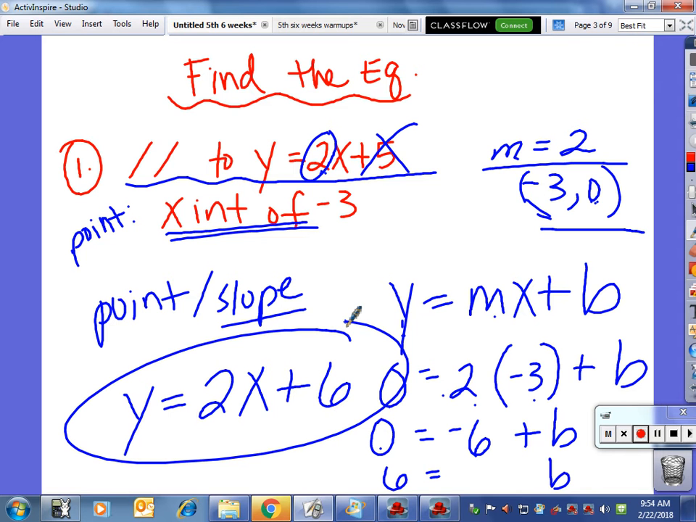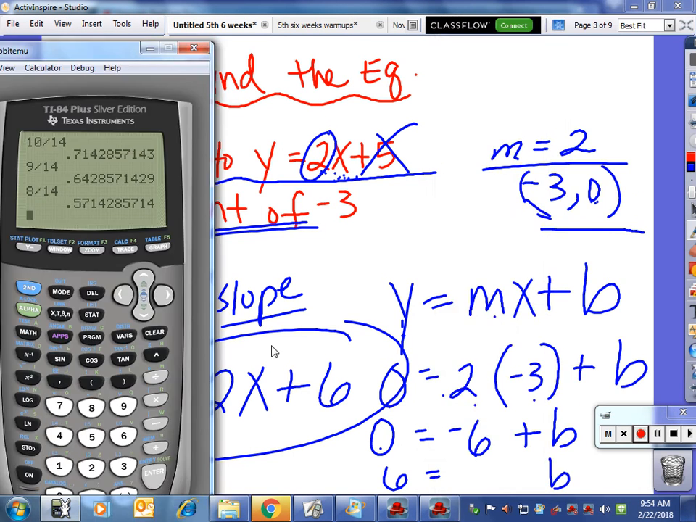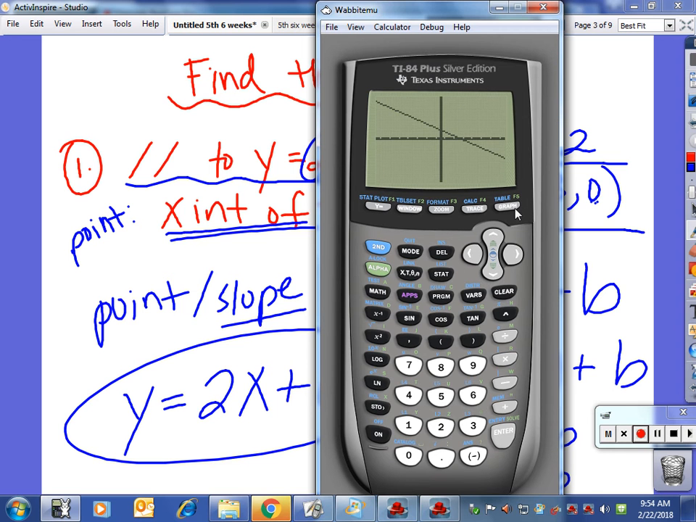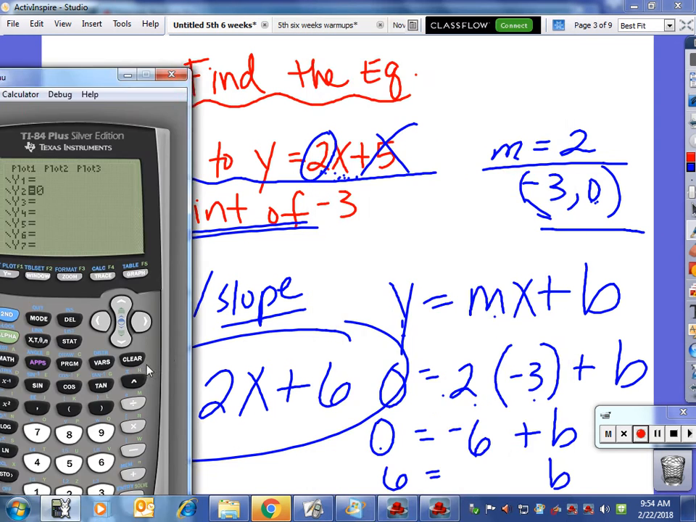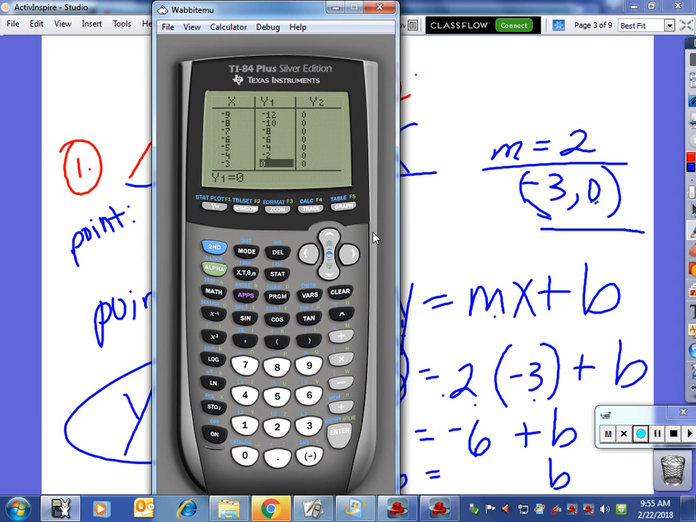Let's check a couple of things. Is it parallel to the one I gave you to be parallel to? Yes, it's got the same slope. Does the point -3, 0 land on the line? Well, let's see. I'm going to go to zoom 6. Y equals, my answer was 2x plus 6. And the point that I gave you, I told you it had an x-intercept of -3. That means the point -3, 0. And it sure looks like it's there to me. Let me just double check. Sure enough, look, -3, 0. So I gave you that point, and I told you to be parallel to y equals 2x plus 5.